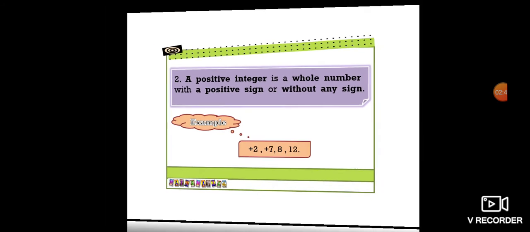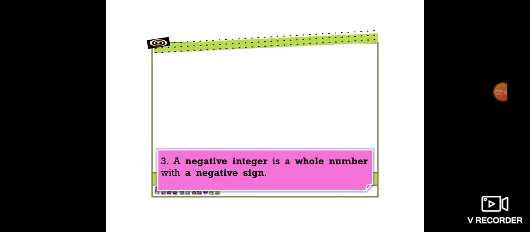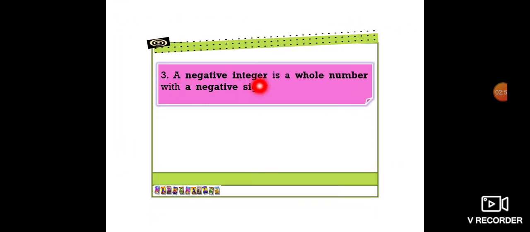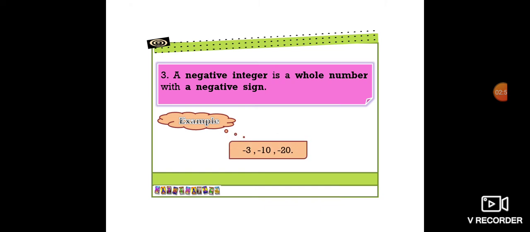Okay. Next, negative numbers. What is a negative number? A negative integer is a whole number with a negative sign. We must write a minus sign before the number. You can see 3 numbers: minus 3, minus 10, minus 20. We must write a negative sign before a number.